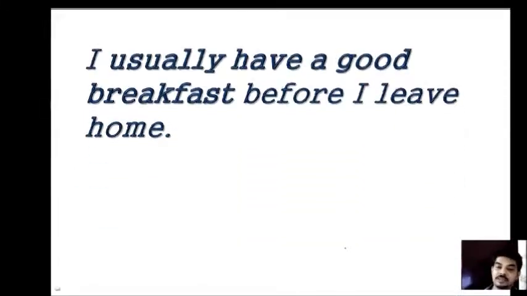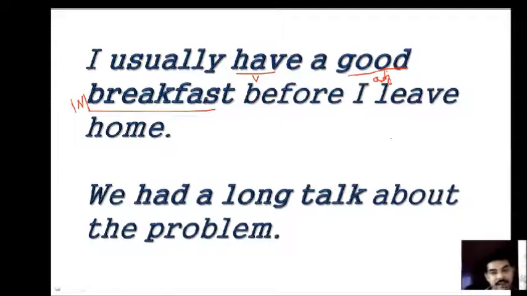So here we'd have some examples. I usually have a good breakfast. So a breakfast, this is the noun which is supporting the delexical verb have. And here also we have used an adjective that is good to put some extra sense into it and to make the sentence better. Here we have another example. We had a long talk about the problem. So had, the delexical verb, supported by talk, noun, and long, this is the adjective to support the delexical verb.